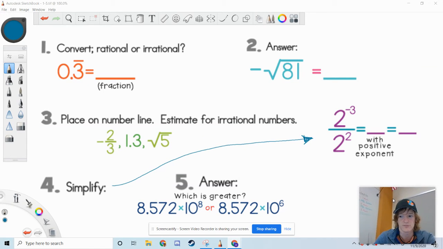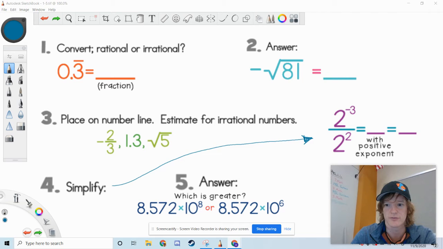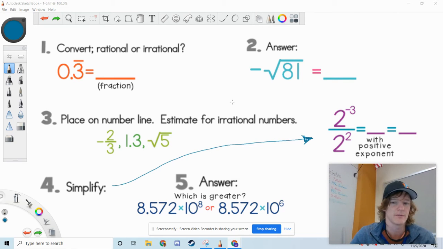This will be for 8th grade mountain math. So this is numbers 1 through 5. I probably won't complete all of these. I might do a few of them though. So number 1, we need to convert and decide if it's rational or irrational.